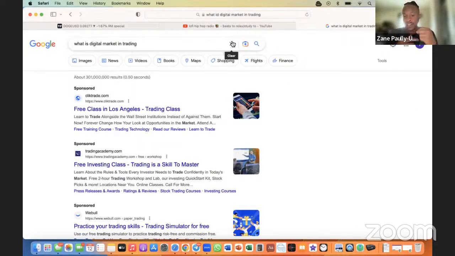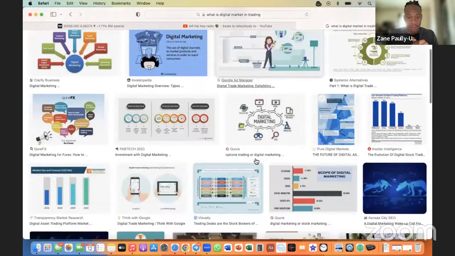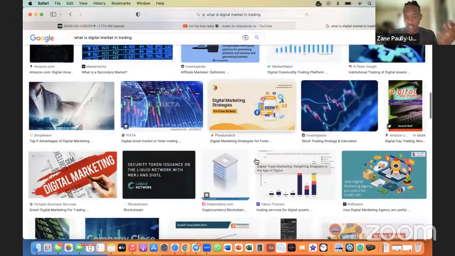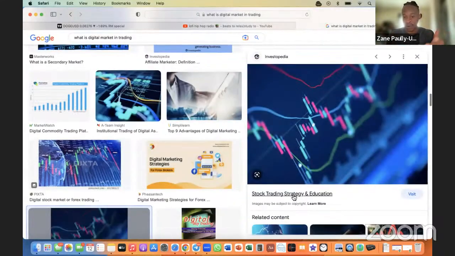But think about it. It's digital because we're doing it on our phones, as you can see right here. Maybe even some images can show that, right? We're doing it off our phone. That's what digital means, right? As you can see right here, we see a sample of stock trading strategy and education, right? So it's digital because we're doing it on our phones.